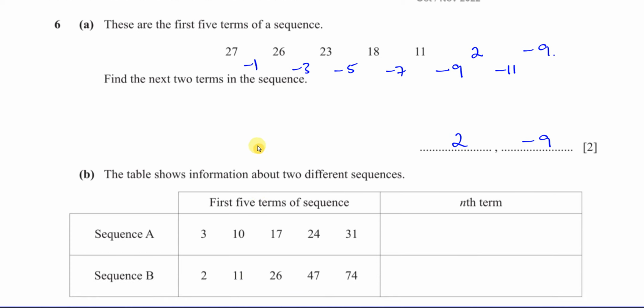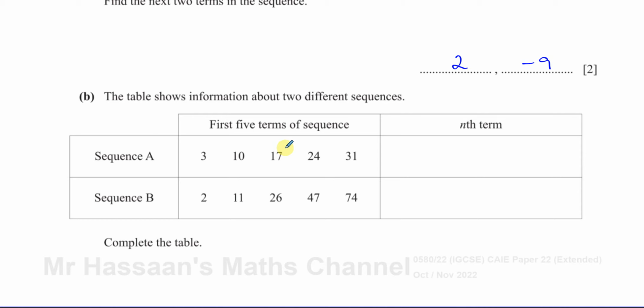All right. Now, part B says the table shows information about 2 different sequences. We've got the first 5 terms of sequences A and B. We want to find the nth term for both of these, so we have to complete this table.